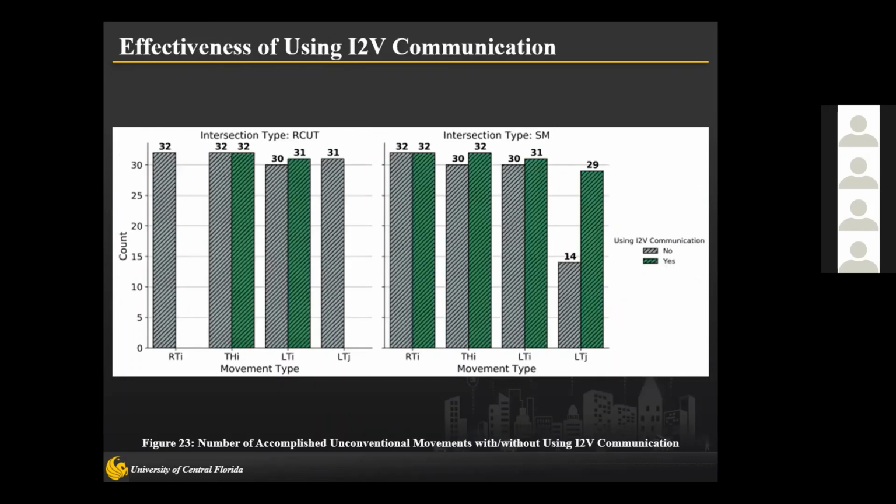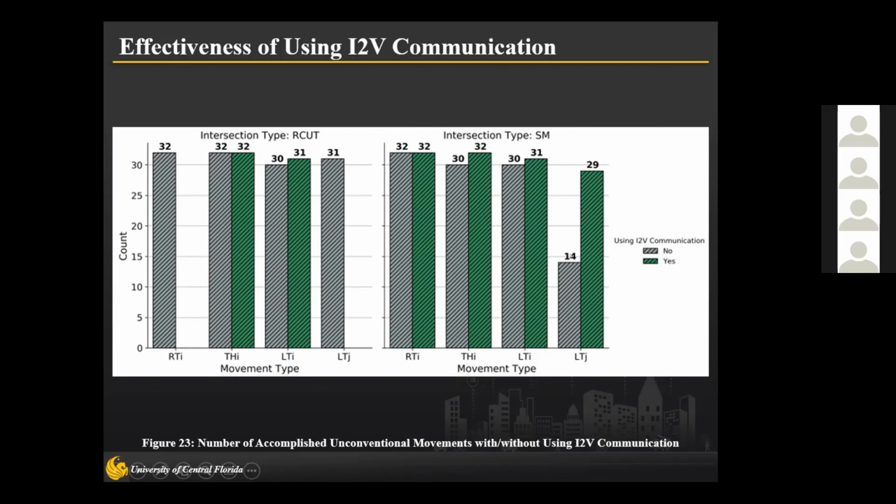So, evaluating the effectiveness of I2V communication. The first approach for this evaluation is its role in helping drivers to understand and accomplish the desired movement. The RCUT test indicated that there is no association between using I2V communication and performing the unconventional movements at RCUT and SM intersections, despite a notable increase in the number of participants who performed the major left turn movement at the SM intersection by using the I2V communication.